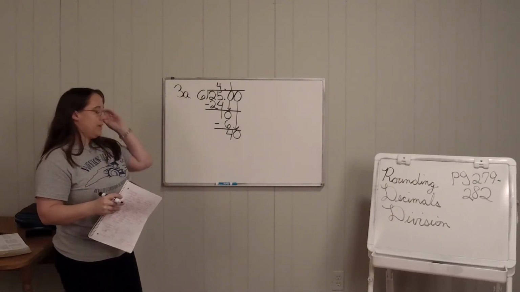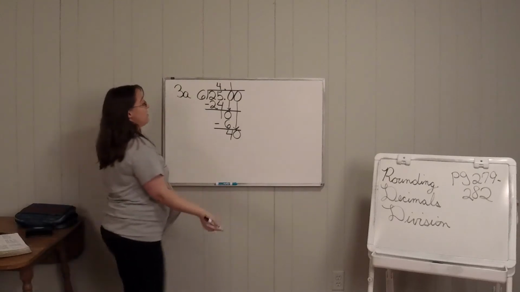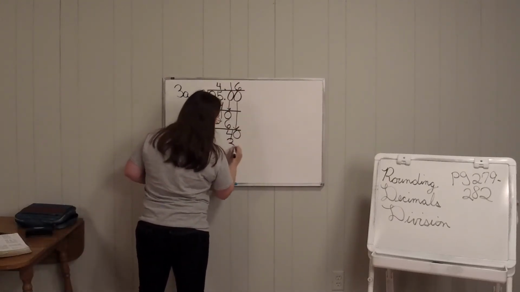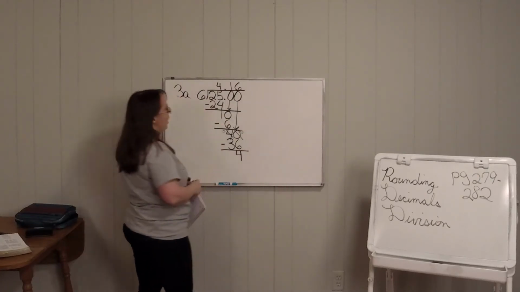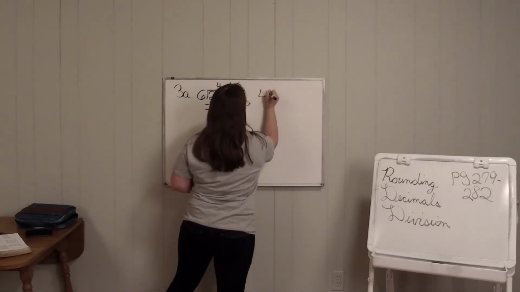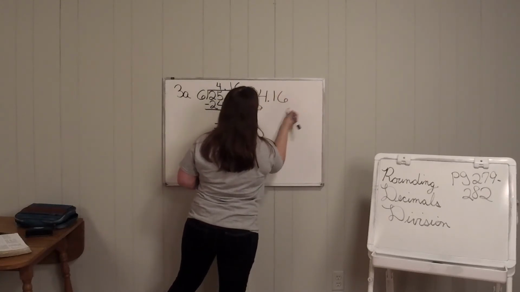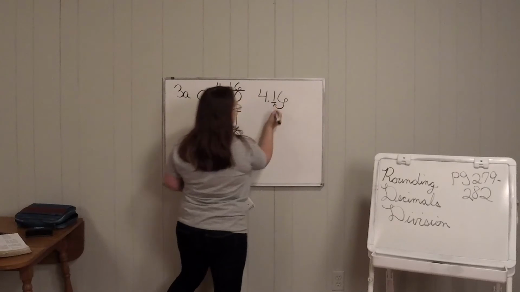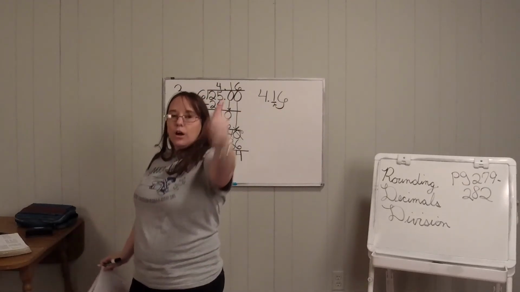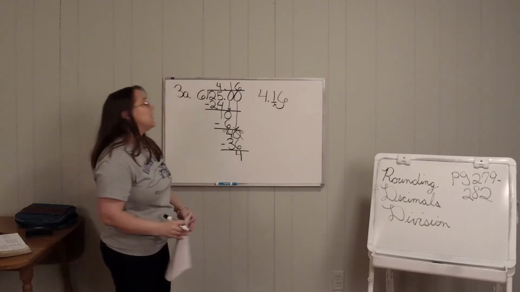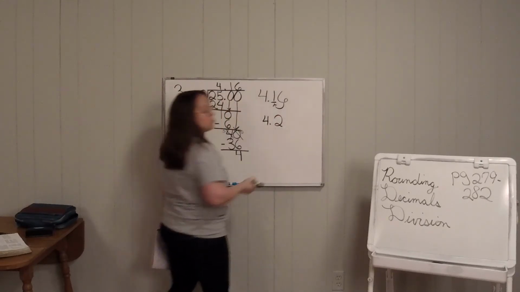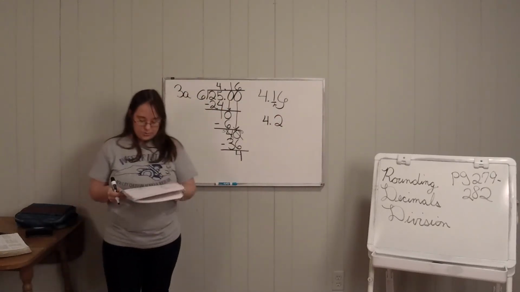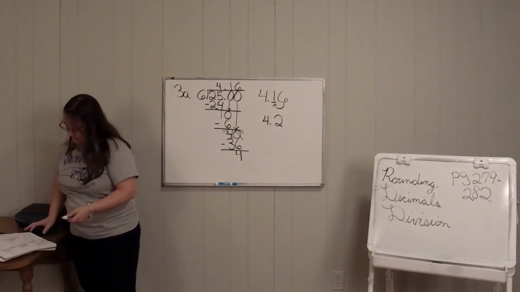How many times will 6 go into 40? Think about it. 6. 6 times 6 is 36. 40 minus 36 is 4. Alright, but here's our answer that we can round: 4.16, and it said to the tenths place. So the 6 is going to tell that one to go up 1. So your final answer would be 4.2. That would be your final answer. Okay?